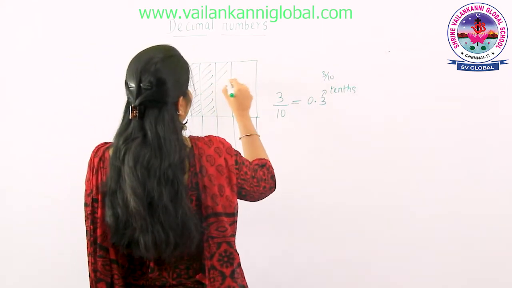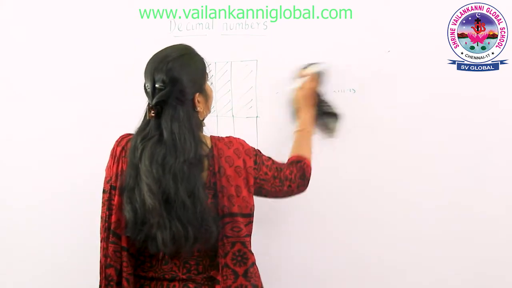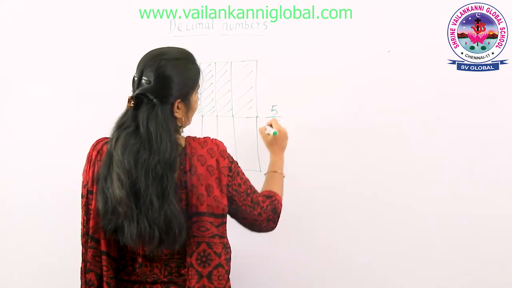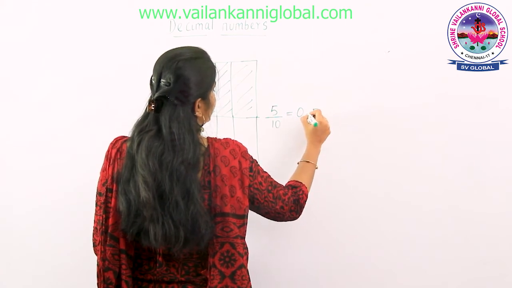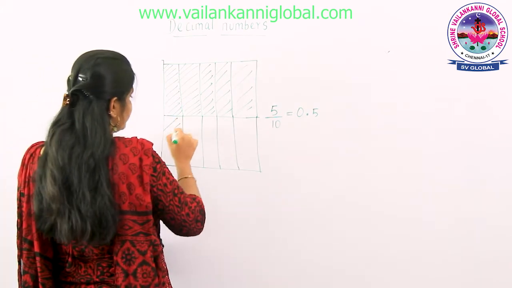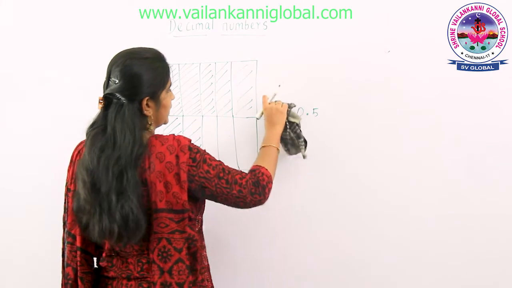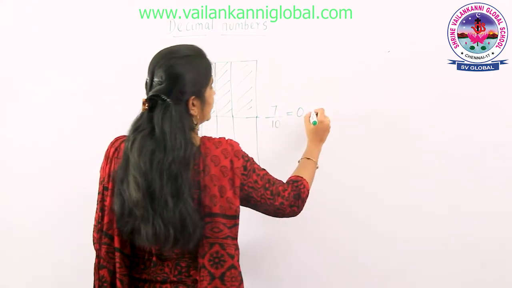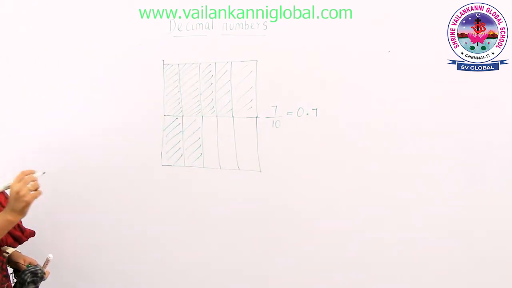Same way if you have 5 parts shaded, the fractional part becomes 5 by 10 and the decimal value is 0.5. So here this is the decimal point. One more example, if we have 7 parts, this becomes 7 by 10. So 7 by 10 is nothing but 0.7. So these are the decimal numbers.